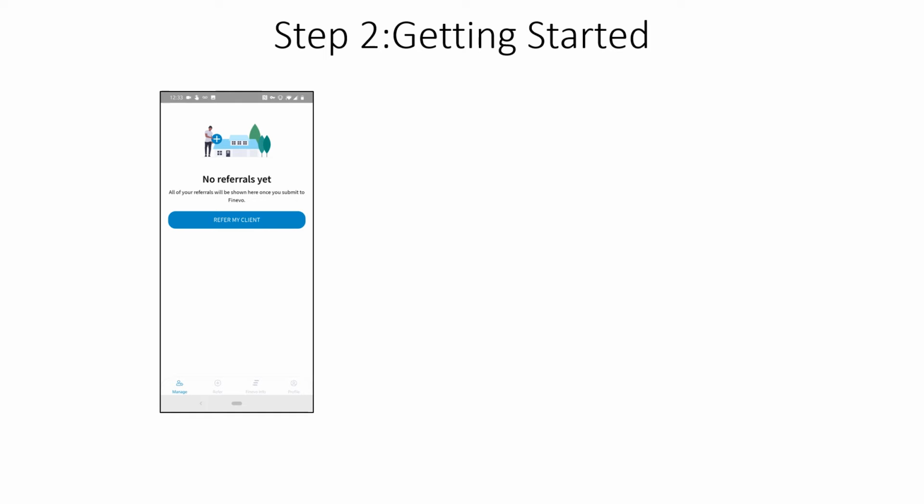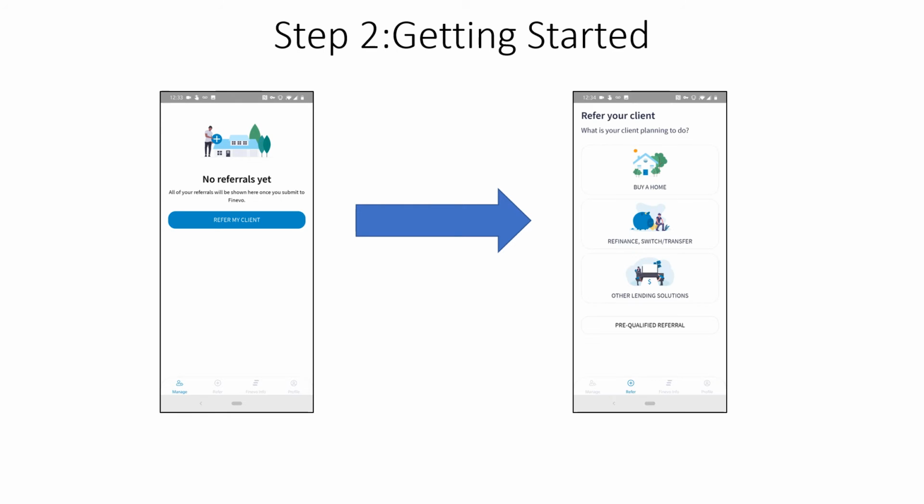Continuing this, right now you have no referrals because you just signed up. Because you have no referrals, you can start. Let's click on Refer My Client, the big blue button there. That will take you to this page, and the question is, what do you want to refer? Is your client looking to buy a home? Are they looking to refinance or switch or transfer a mortgage? Or are they looking for something else, like a commercial mortgage or an unsecured loan? And if you've already spoken to one of your RVPs, your representatives, then you can click on pre-qualified referral, so you can just put in the rest of the information through the pre-qualified referral.